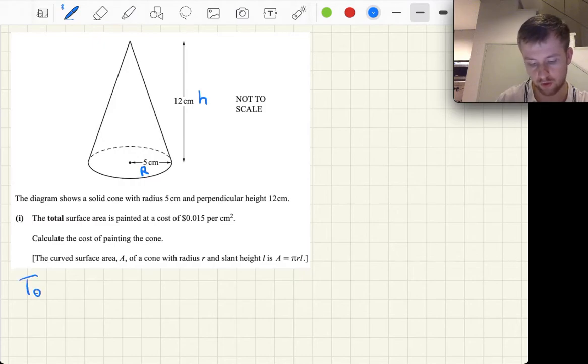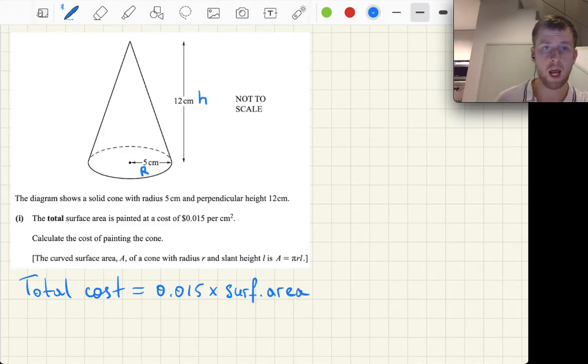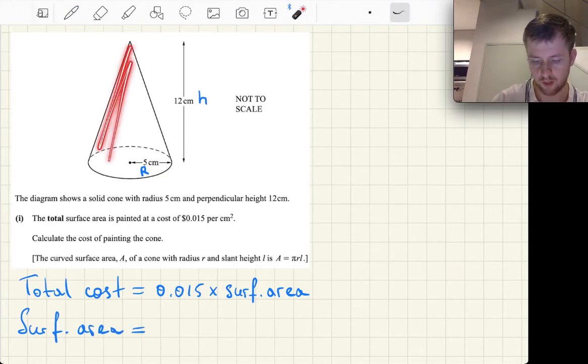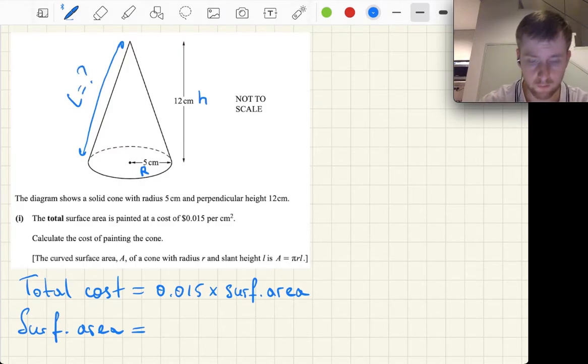So the total cost will be quite easy to find. It will be just 0.015 times the total surface area. And so to find the surface area, of course, we need to add the base area and the area of this curved side. The only problem is we don't know what L is equal to. We have no idea what it is in this case. Well, we can find it, we can always find it.